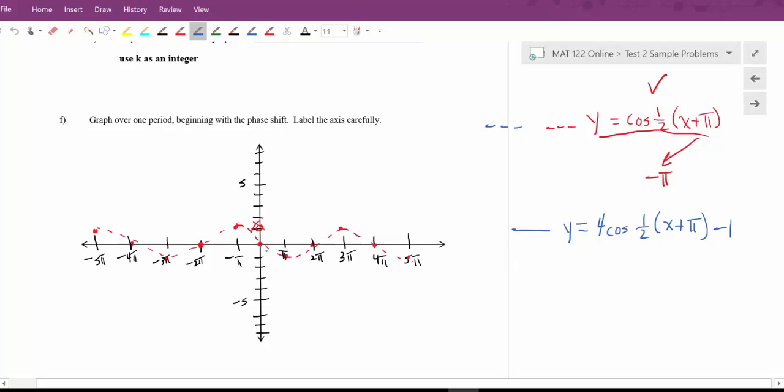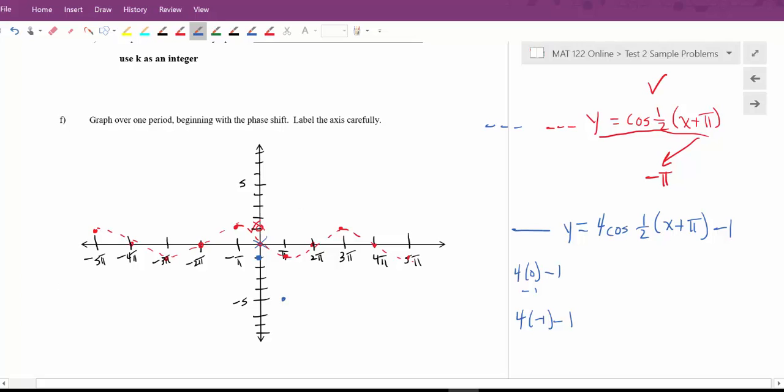So this y value is 0. So 4 times 0 minus 1 is -1. That point goes there. Okay, that takes care of that. Now this point has a y value of -1. So you're going to go 4 times -1 minus 1. That's going to take that point all the way down to -5.